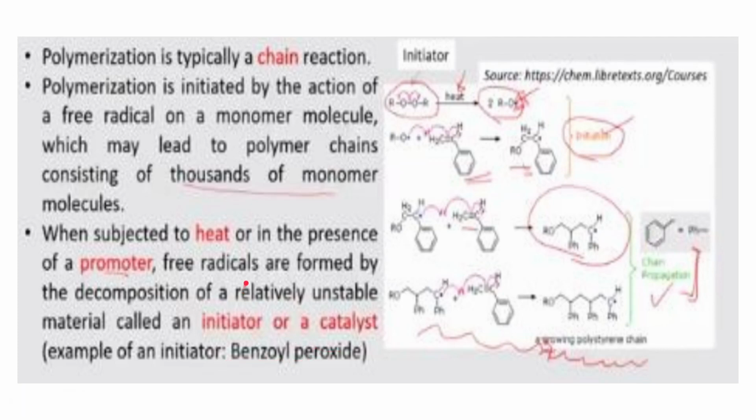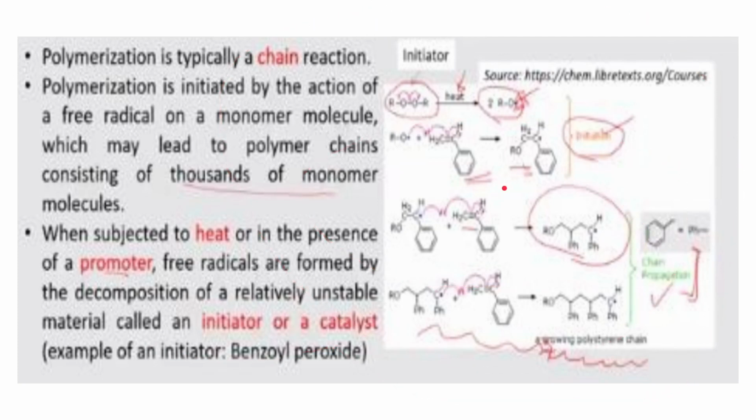So these free radicals are formed through the decomposition of a relatively unstable material when subjected to heat. This heat can be referred to as a promoter, and the relatively unstable material that decomposes into free radicals is known as an initiator or a catalyst.